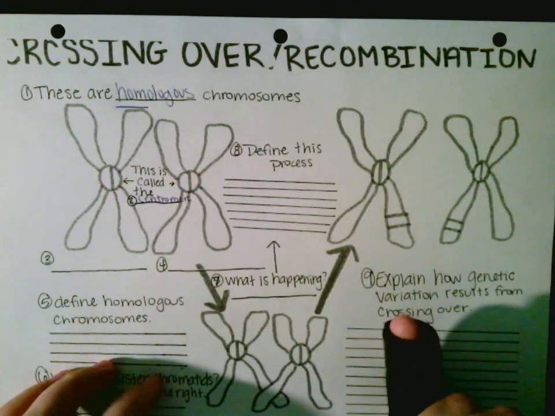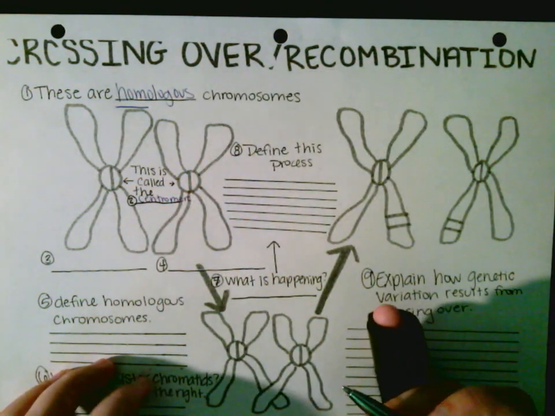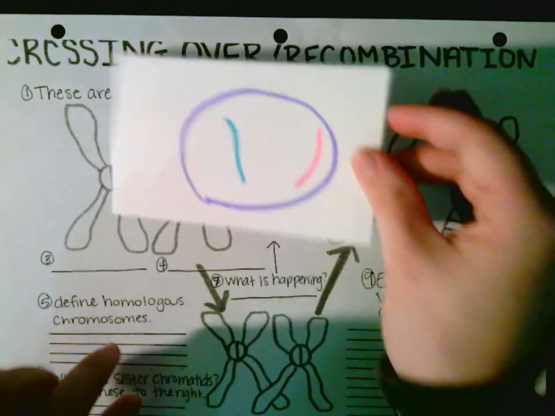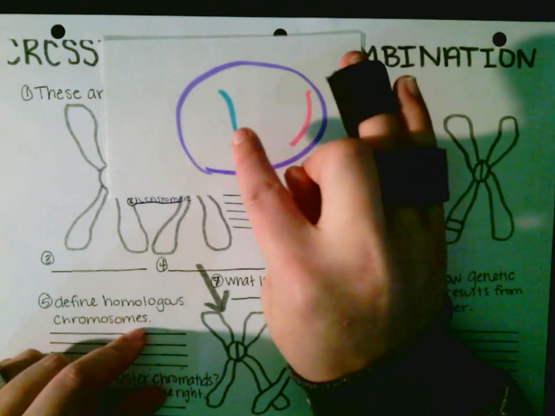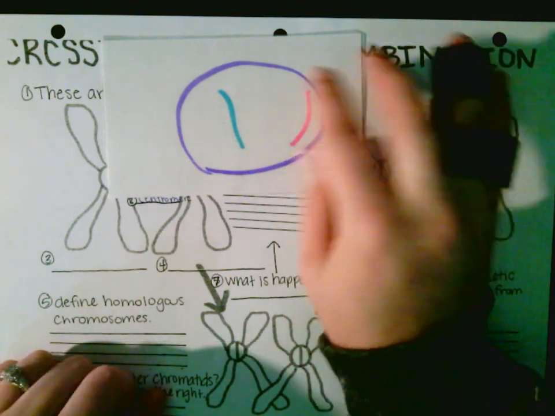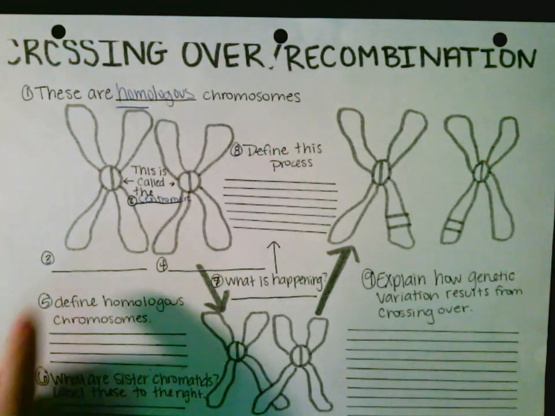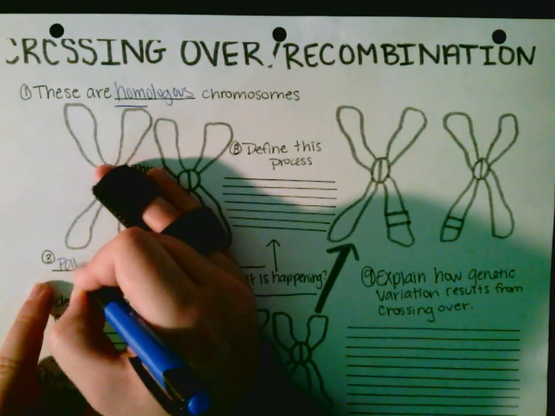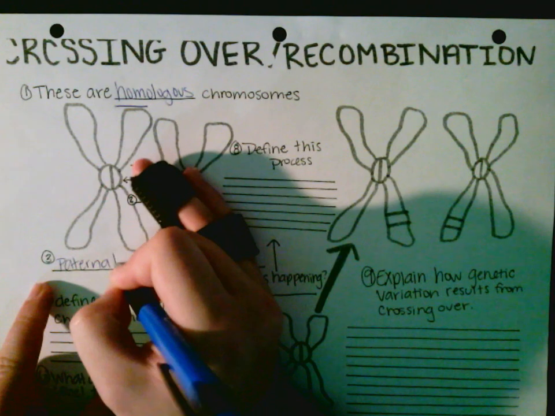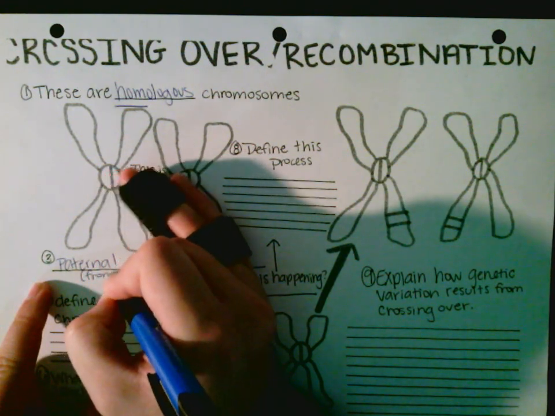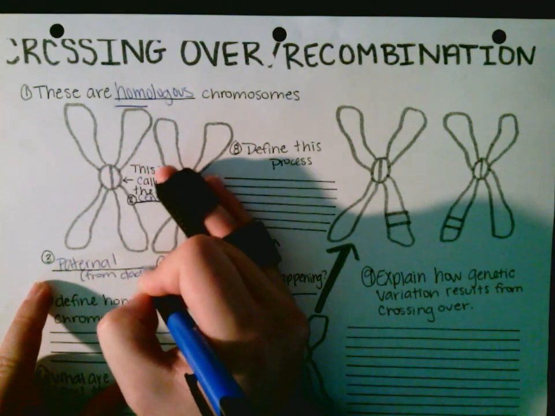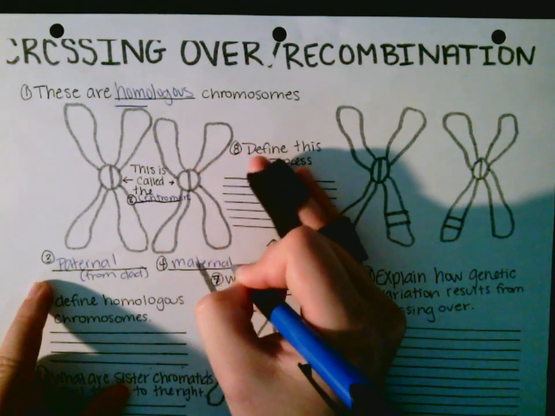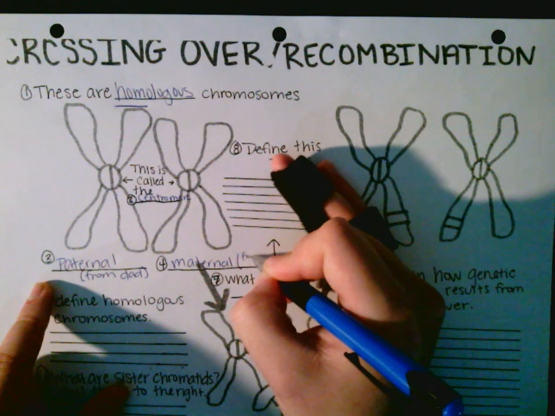The centromere. And just like we saw in this original cell, we get one of those chromosomes from dad and one of those chromosomes from mom. So we'll just say that this one is the paternal chromosome, which means from dad. And this is the maternal chromosome, which means from mom.